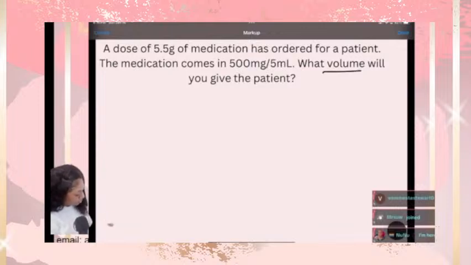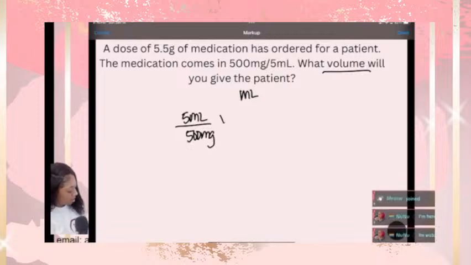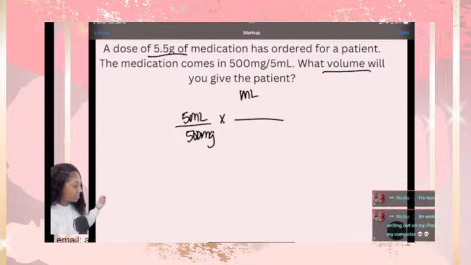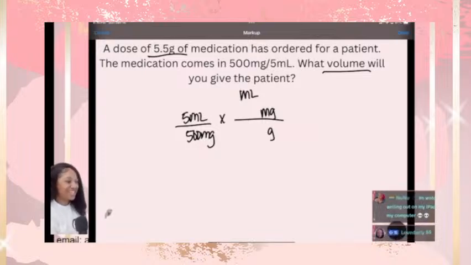So if we are looking for a volume, that means mLs, right? So we have 5 mLs over 500 milligrams. All right. But look here. This is grams. Do we have milligrams? We have milligrams at the bottom. So if we have milligrams at the bottom, we need milligrams at the top, and we need a conversion, because you can't just put grams.